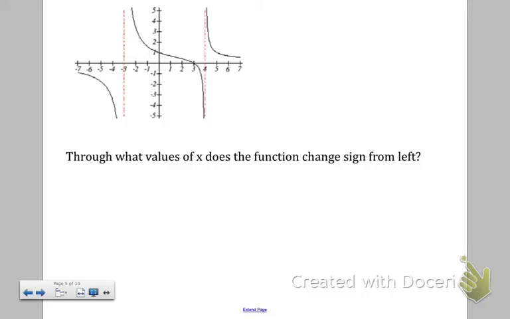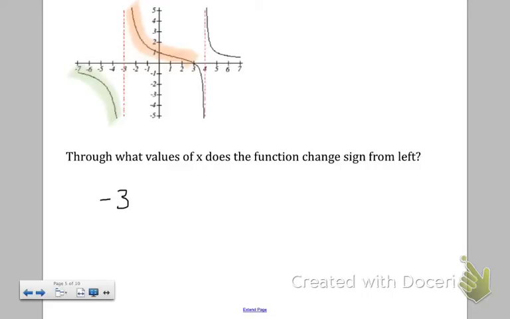Okay, same graph that we were looking at before, but now we want to know through what x values the function changes signs. If we think about the previous slide, we said from negative infinity to negative 3 it was negative, it was below the x-axis. But then from negative 3 to positive 3, it was positive. So therefore, its first sign change happens at negative 3. It changed from negative to positive.